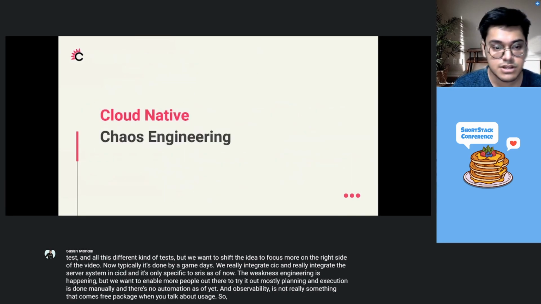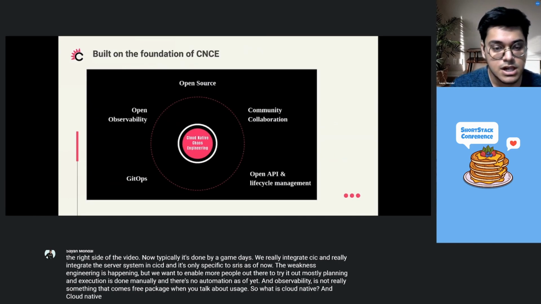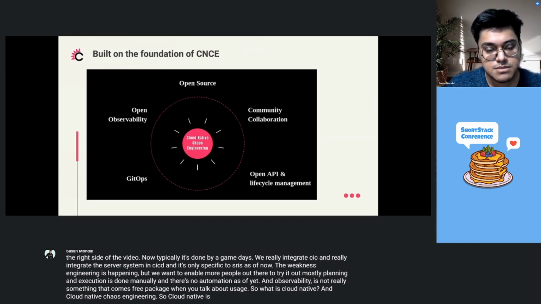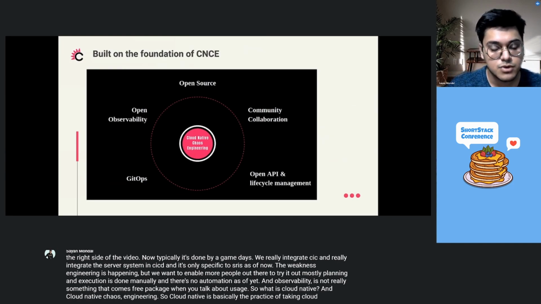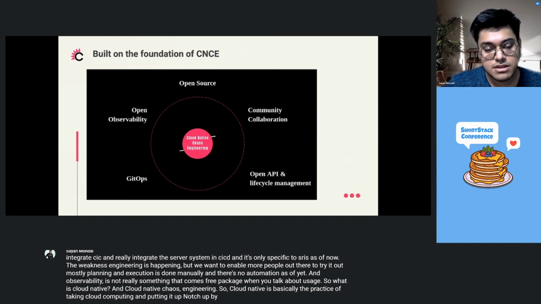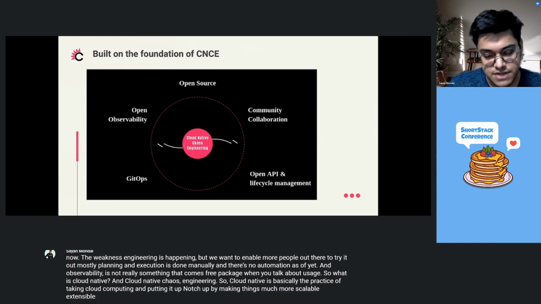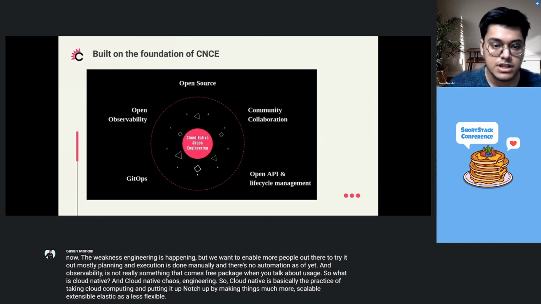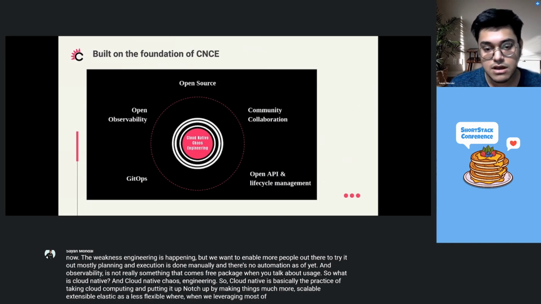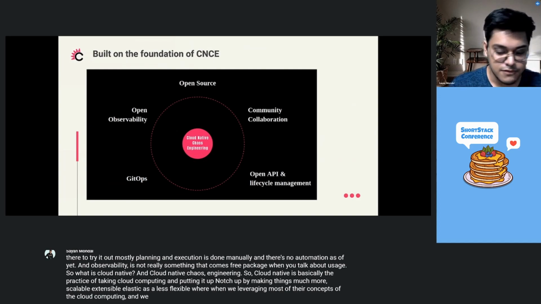So what is cloud native and cloud native chaos engineering? Cloud native is basically the practice of taking cloud computing and putting it a notch up by making things much more scalable, extensible, elastic, as well as flexible, when we're leveraging most of the concepts of cloud computing and putting it up a level.